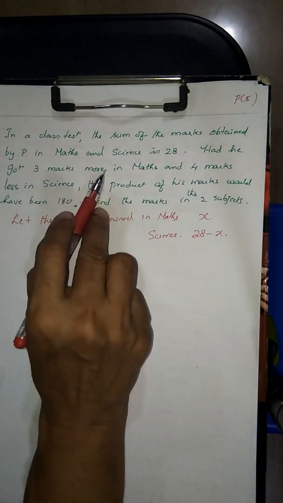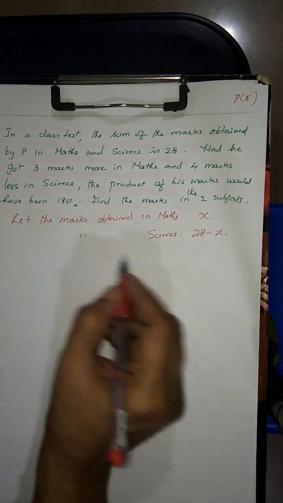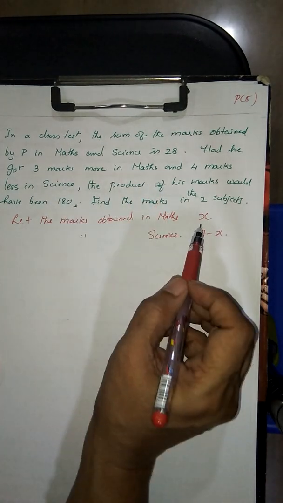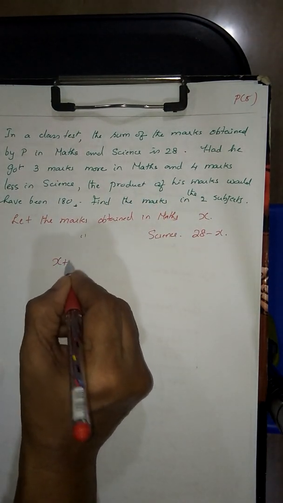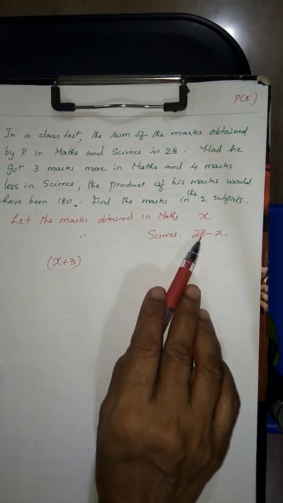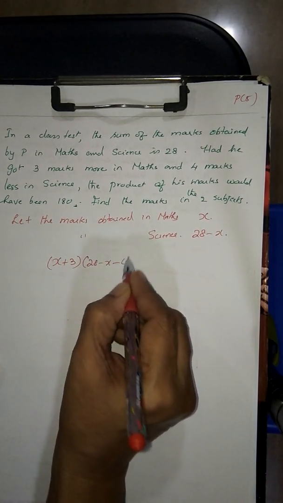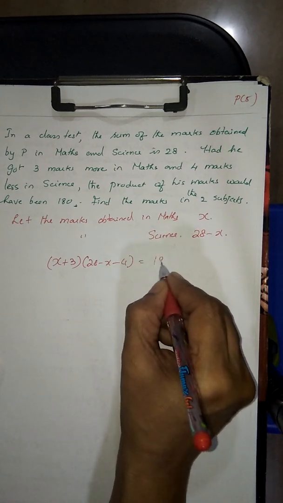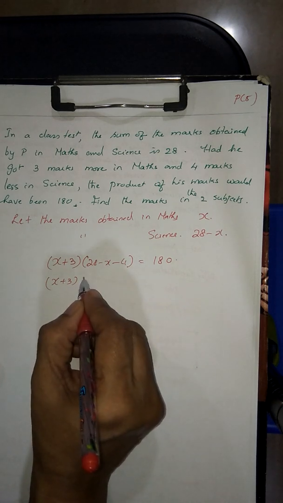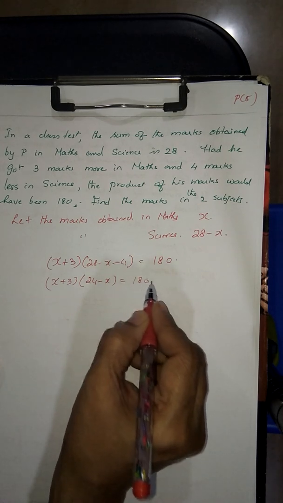Had he got 3 marks more in maths and 4 marks less in science, the product of his marks would have been 180. So 3 marks more in maths. Maths is x, so x plus 3, product of the marks. So x plus 3 into 4 marks less in science. Science is 28 minus x, so 28 minus x minus 4. Now the product is equal to 180. So this will become x plus 3 into 28 minus 4 is 24 minus x is equal to 180.